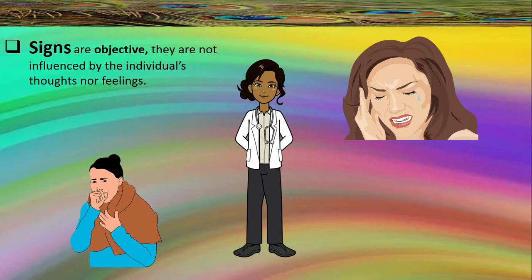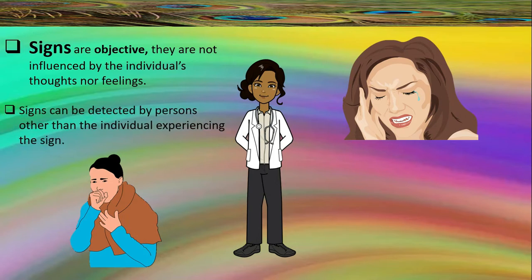Simply put, signs are objective. They are not influenced by the individual's thoughts nor the individual's feelings. Signs can be detected by persons other than the individual experiencing the sign. It means, therefore, that the doctor could look at you or probably use an instrument like a thermometer to determine what's wrong. And when this happens, we say that he's checking the signs.